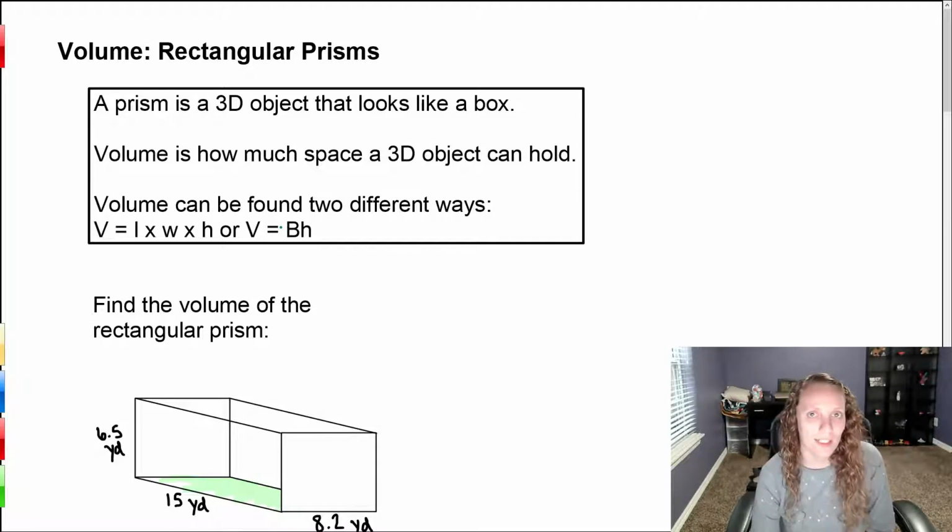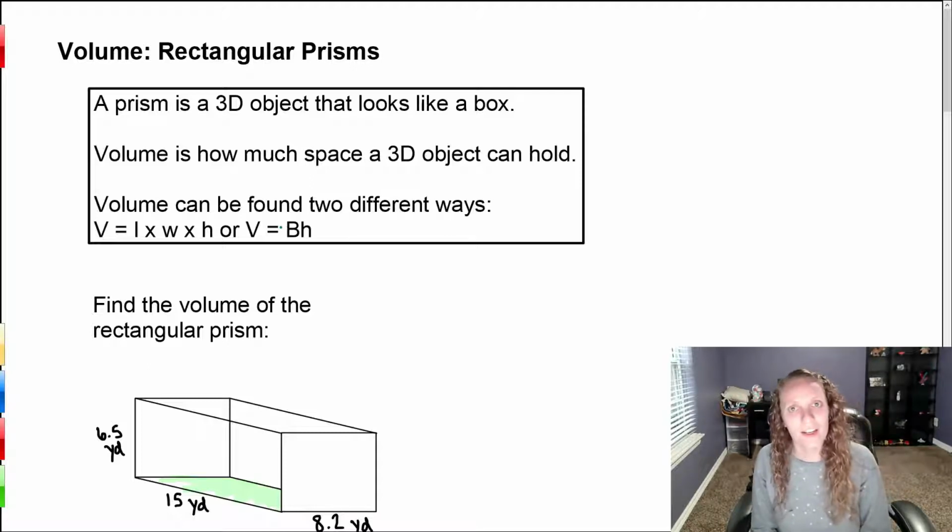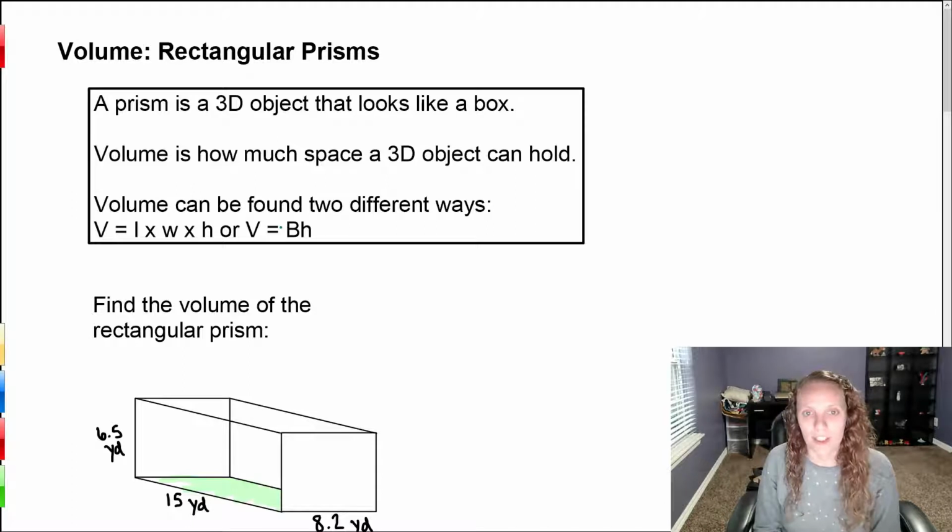That could also be thought of as a rectangular prism because all the sides on that box or the filing cabinet are made up of rectangles. Volume is how much space a 3D object can hold. So think about that Amazon package, and when you open it up, think about all the space that is inside of that box. That is considered volume.